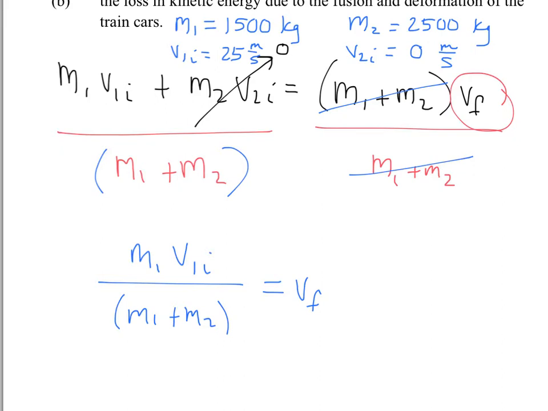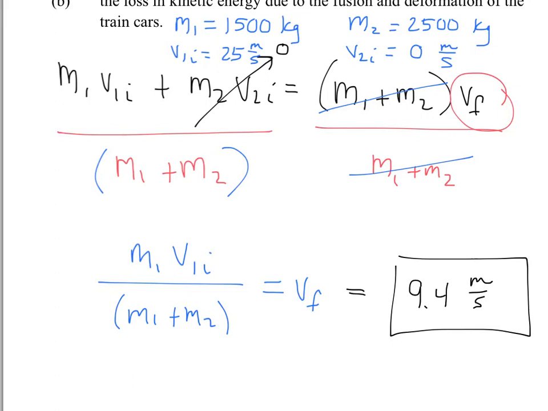I'd recommend just leaving all the work in there and plugging in the numbers into this line right here. What do you get for VF when you plug in? What do you get for the final velocity? Paul, what do you got? 9.4. All right, that's what I got. 9.4 meters per second. So we have the velocity of the two-train system.